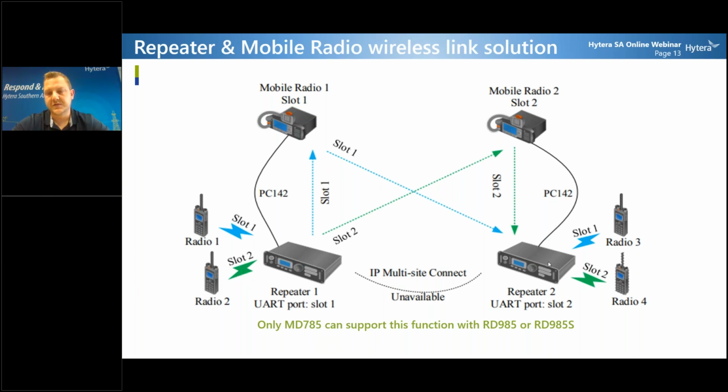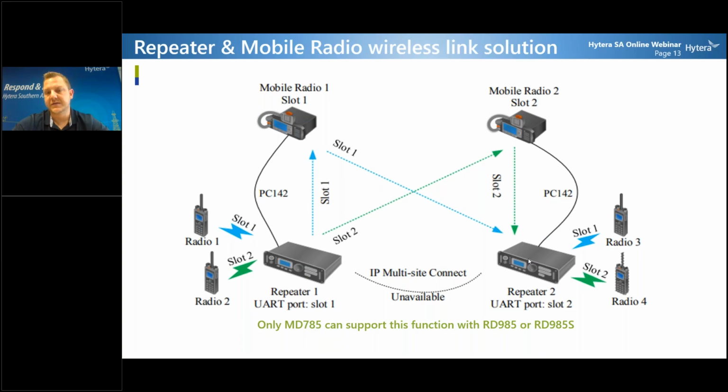If we use slot 2, so let's say radio 4 here, I'm transmitting on slot 2. It will be received by the repeater. The repeater will repeat that signal locally. It will also send that information to the mobile radio, which will then retransmit that signal on slot 2 to repeater number 1, and it will rebroadcast that signal on slot 2 on this side. So you have two slots that can achieve the same as what you would achieve if you had an IP link between the two repeaters.